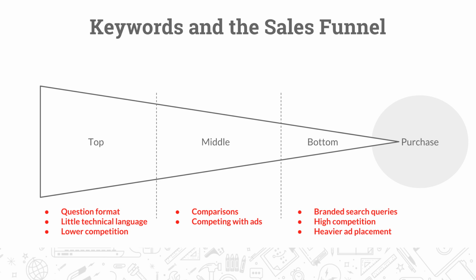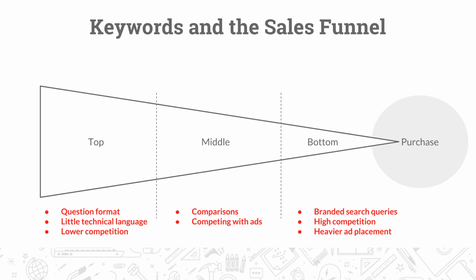In the middle of the funnel, the types of queries that occur become more like comparisons. So this option versus that option, or compare these two options. That's very middle of the funnel types of queries. And if you search for something like that, you're going to see a middle of the funnel kind of result. You'll start noticing that ads begin showing up in the search engine result pages in middle of the funnel queries.